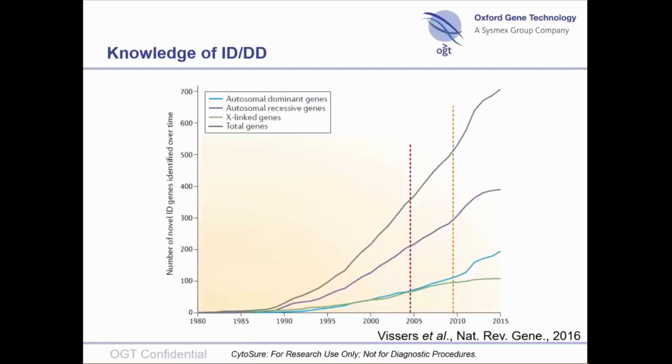This graph shows the developing knowledge around the genes implicated in IDDD. You can see that over the last 20 years, there's been a dramatic increase in the number of genes being associated with IDDD. Now, this is likely caused by the improvement in technology and the level of information we gather from that. The genes are comprised of X-linked genes, autosomal dominant genes, and autosomal recessive genes.